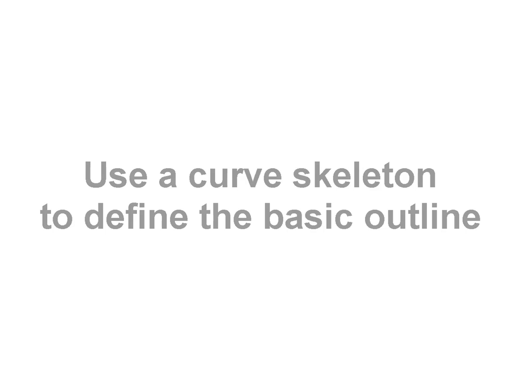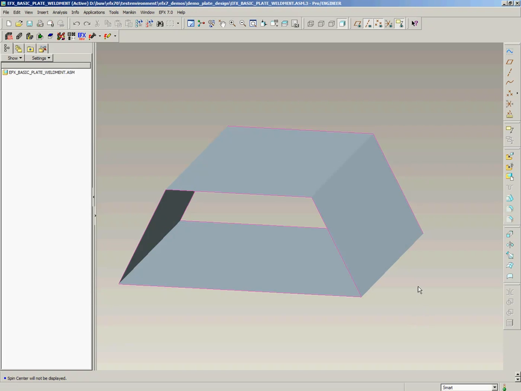In the same way you can design beam structures by using a curve skeleton, you have to define a skeleton by curves, datum points or datum surfaces to define the basic outline of your plate weldment. In this case, just one extruded surface feature was created to design a small console by flat plates.